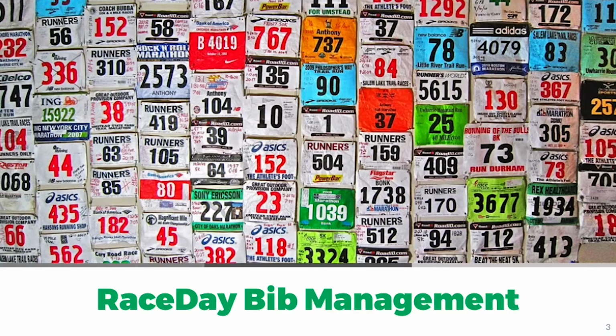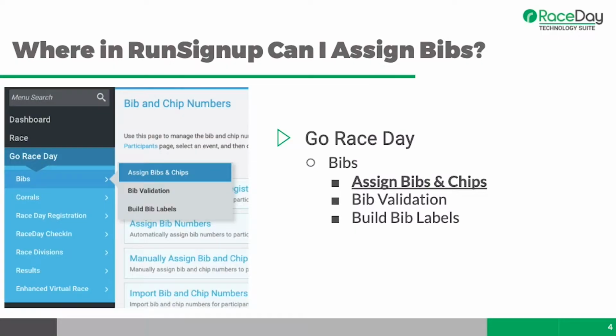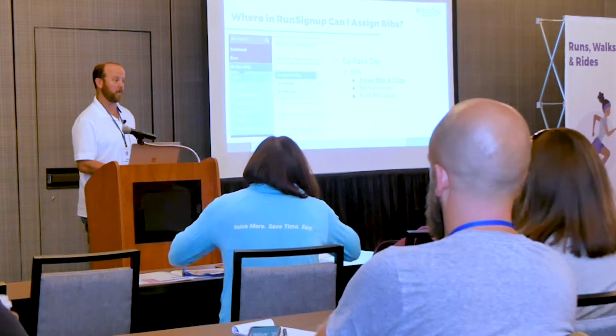Okay, cool. So I'm just gonna go straight in, because for those of you that didn't know, you can assign bibs: go Race Day, Bibs, Assign Bibs, and Assign Chips. There's two other fields here, Bib Validation and Bib Labels. We'll obviously be doing a lot of the Assign Bibs and Chips.